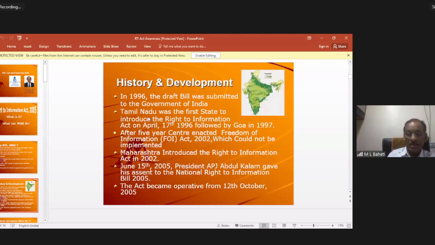History and development of the RTI. In 1996, the draft bill was submitted to the Government of India. Tamil Nadu was the first state to introduce a Right to Information Act on 17 April 1996, followed by Goa in 1997. After 5 years, the Center enacted the Freedom of Information Act 2002, which could not be implemented ultimately. Then Maharashtra introduced the Right to Information Act in 2002. On June 15, 2005, President APJ Abdul Kalam gave his assent to the National Right to Information Bill 2005. The act became operative from 12th October 2005.